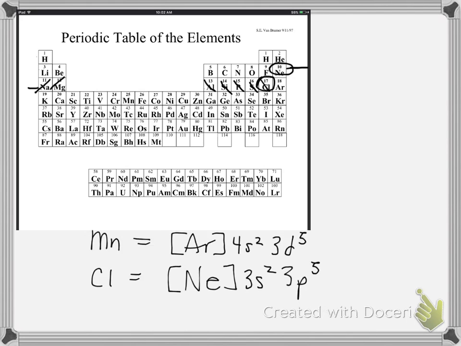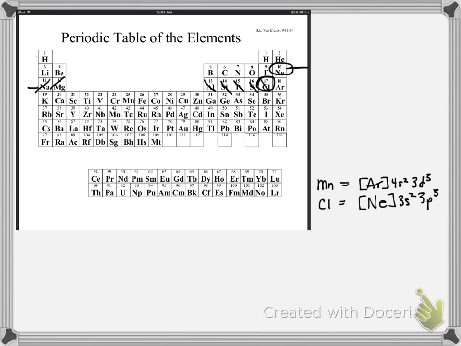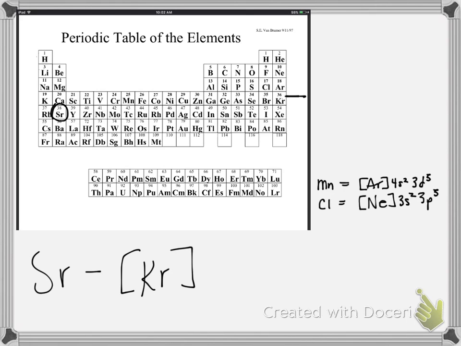Okay, the last one you had was strontium. Strontium is in group 2, so you know automatically it's going to end with what? Something S2. So strontium is here. We're going to say it's going to be just like krypton, because that's the noble gas in the period above it. Plus, here we're in 1, 2, 3, 4, 1, 2, 3, 4, 5, 5s2, and we're done. Okay?